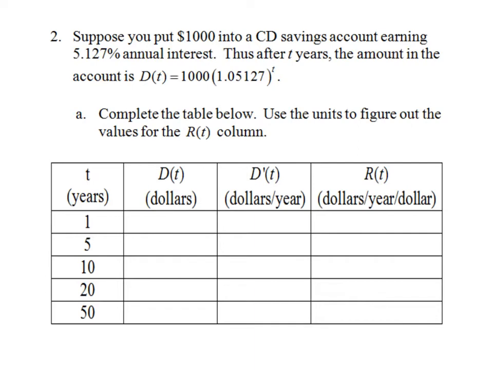So let's complete the table below, and ultimately we want to figure out what goes in this r of t column. Now the first two columns shouldn't be too much of a problem since they gave us D of t, and as calculus students we should be able to figure out D prime of t. Feel free to open a list and spreadsheets page of your calculator. You will need to label each column, or give each column a title.